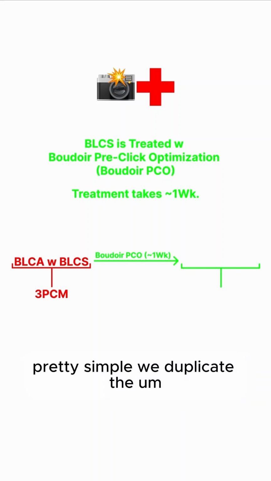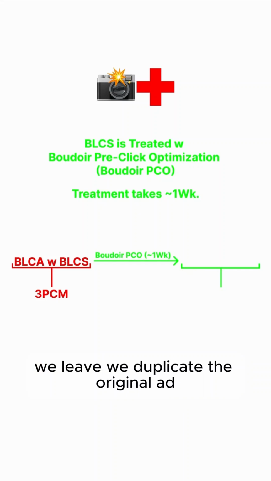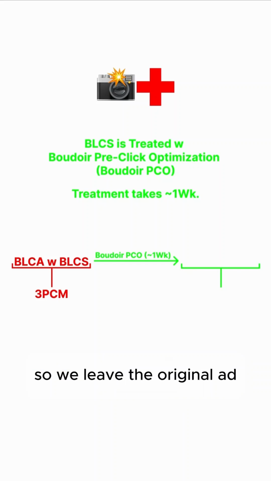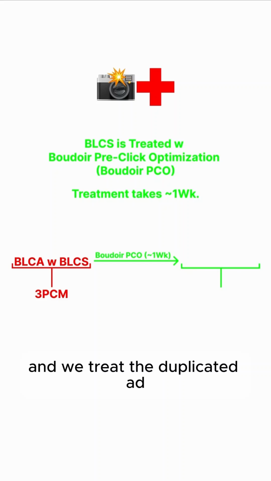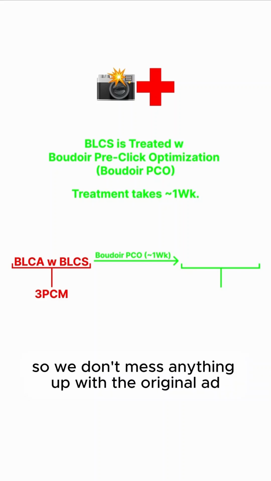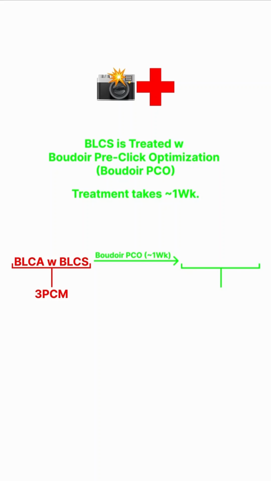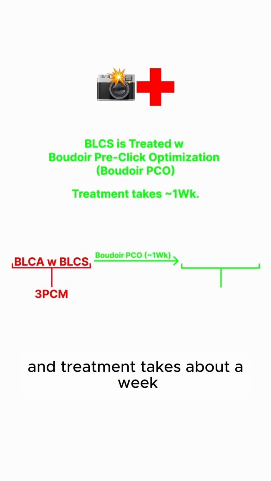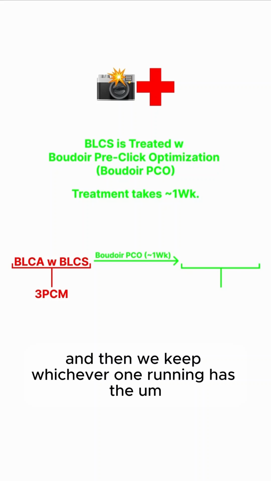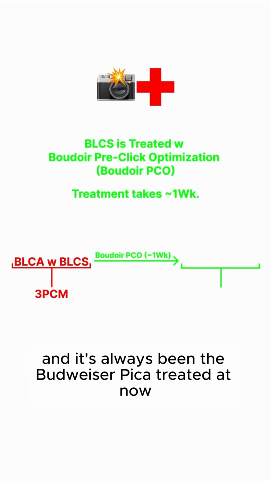Pretty simple. We duplicate the original ad, so we leave the original ad and we treat the duplicated ad. So we don't mess anything up with the original ad. Treatment takes about a week. And then we keep whichever one running has the best metrics, and it's always been the Boudoir Pico treated ad.